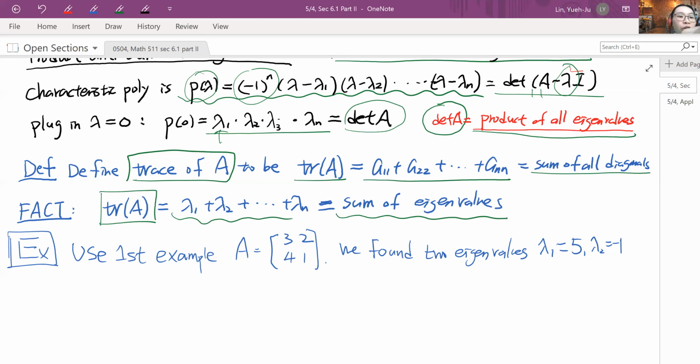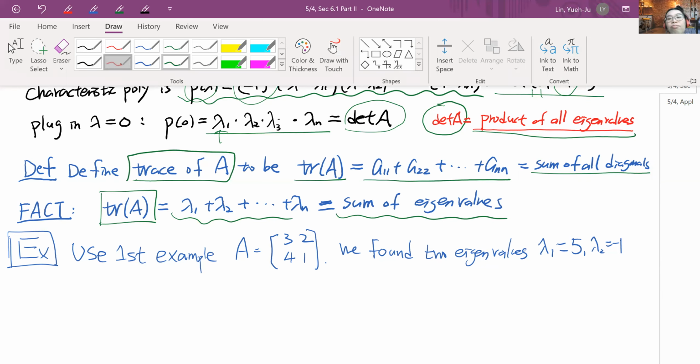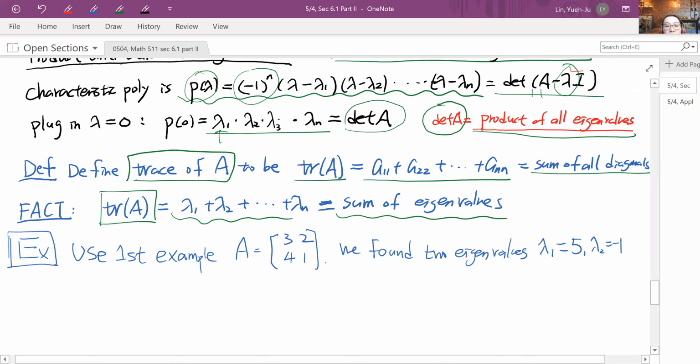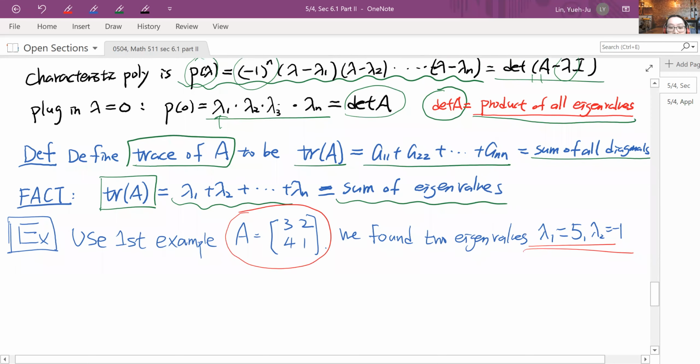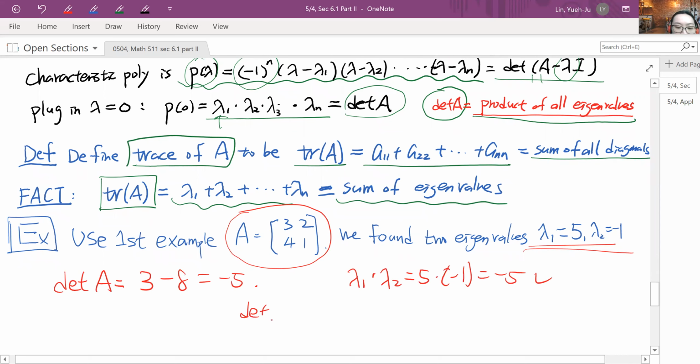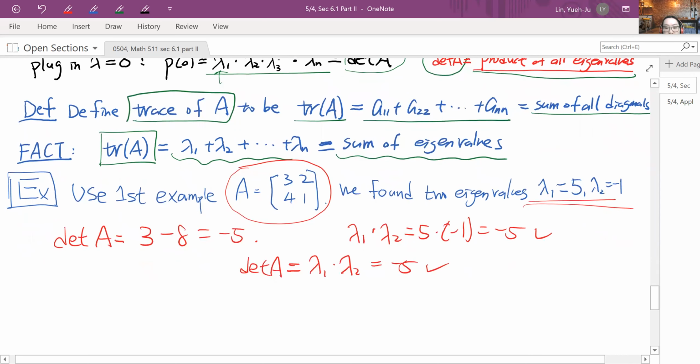So I'm going to use the very first example we did, just to confirm this is the case. Remember the first example we did was this 2 by 2 matrix, and we found 2 eigenvalues. So let's double check, just to convince ourselves this is the case. What's the determinant of A? If you directly compute it, this is really just 3 minus 8, which is minus 5. But you can see lambda 1 times lambda 2 is also 5 times minus 1, which is minus 5. So really, we know that determinant A equals the product of all the eigenvalues. I'm just doing a quick check here to show you that this is definitely the case.